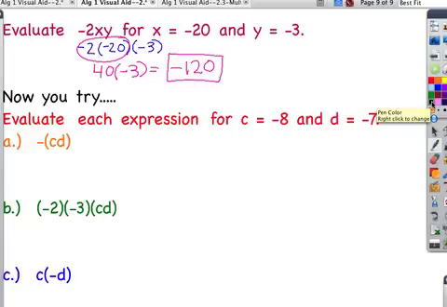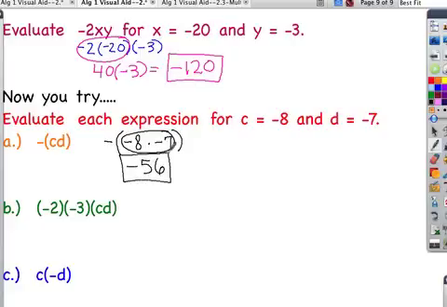Part A. I have negative, and then in parentheses, c times d, which is -8 times -7. According to PEMDAS, I'm going to start within my parentheses, so -8 times -7 gives me +56, and then I'm taking the opposite of that, so my answer is -56.